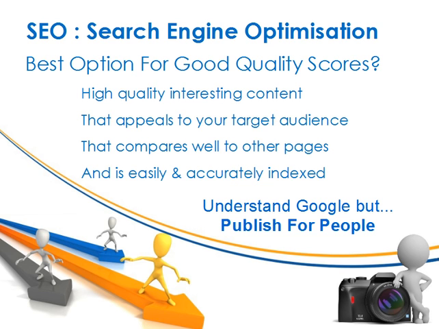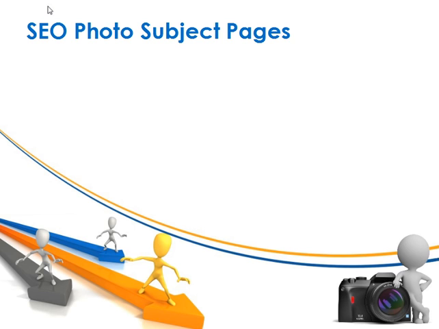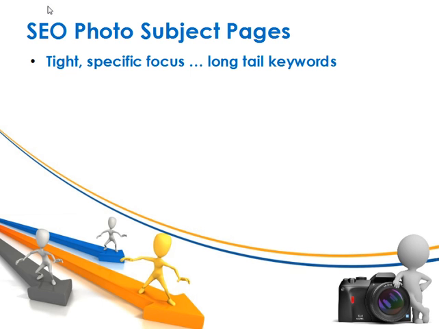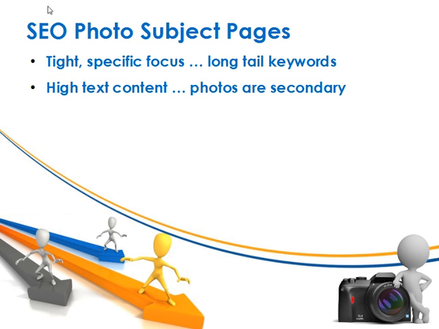What I'm going to show you here is a simple template format for a photo subject page that you can easily recreate for every single subject you shoot. These need to be very specific subjects, a very tight focus, and you'll remember the long tail keywords we talked about yesterday. If you take that approach, they'll rank well easily and they'll be found by people searching for your specific content. Remember, the more specific your focus, the more likely it is that your visitors are going to be buyers.